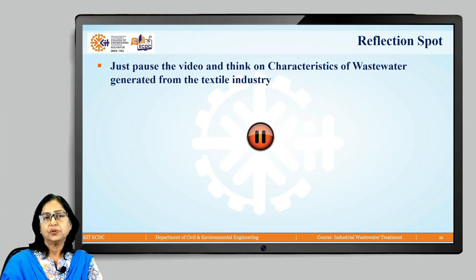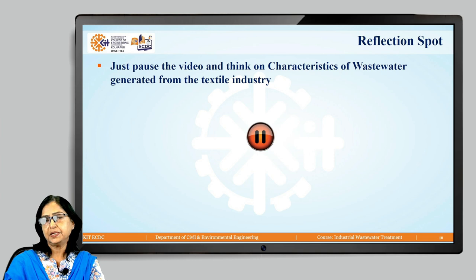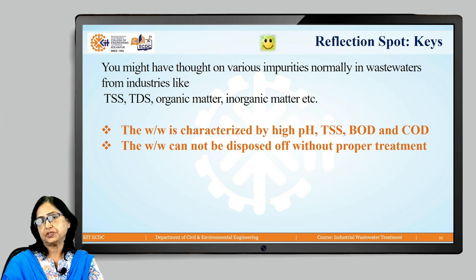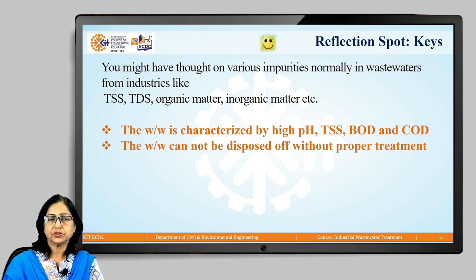So, can you pause the video and think what can be the characteristics, or how this textile wastewater will be characterized? What is present in this wastewater? So, normally what is used during the process, traces of it come in the wastewater. So, you might have thought about presence of suspended solids, dissolved solids, organic matter, inorganic matter, alkalis, acids.